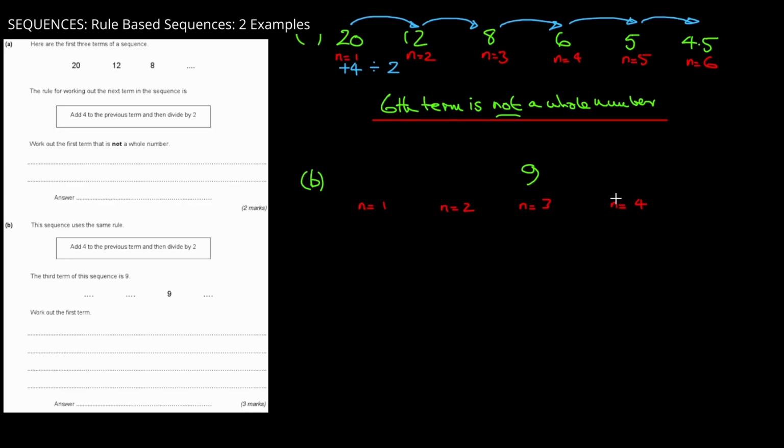So there's the series as it stands, and they want us to work backwards to this value here. Well, the rule of add 4 and then divide by 2 in reverse is multiply by 2 and then subtract 4. So let's do that to the 9. We've got to do this twice. So we multiply by 2, that's 18, then subtract 4, so this will be 14. And if we do it again, multiplying by 2 is 28, and then subtract 4, and we get 24.